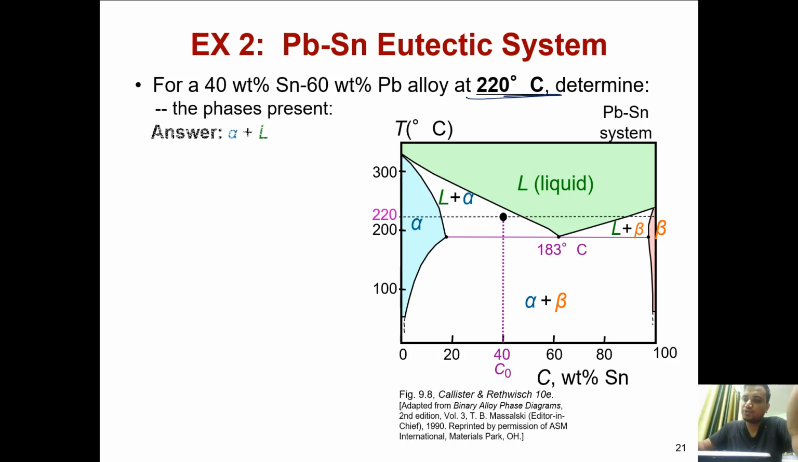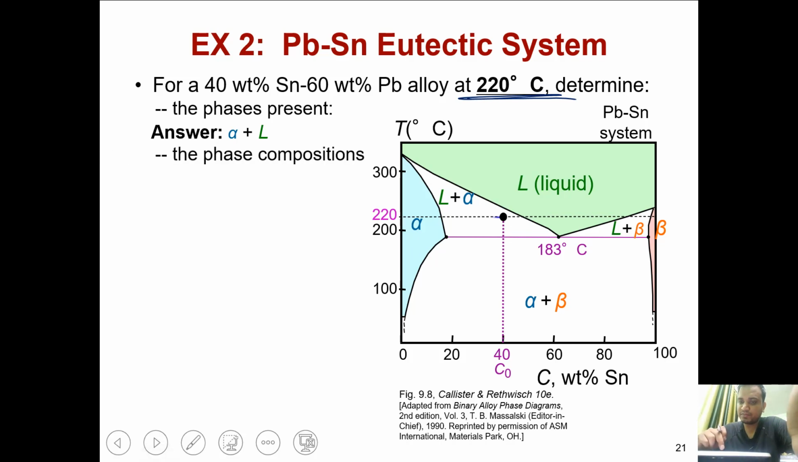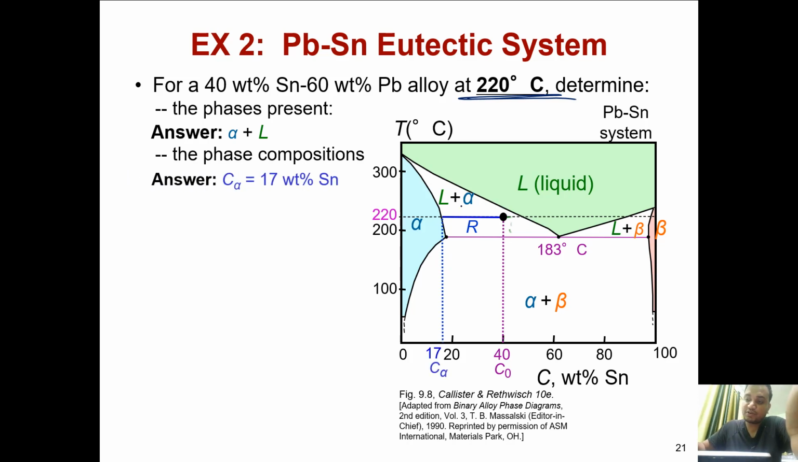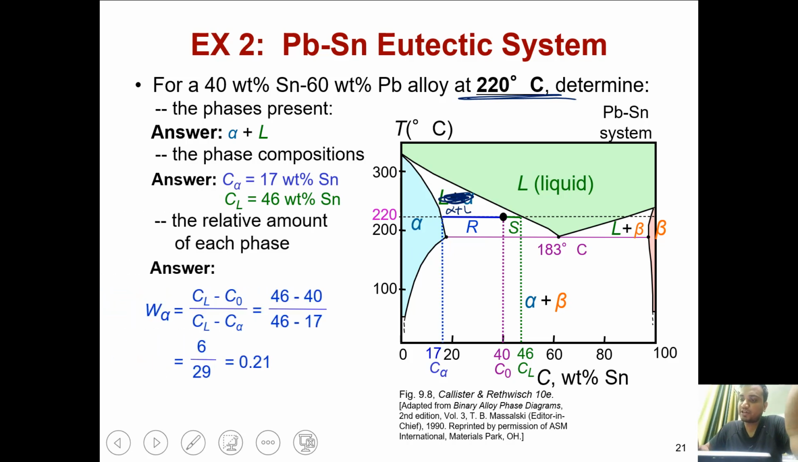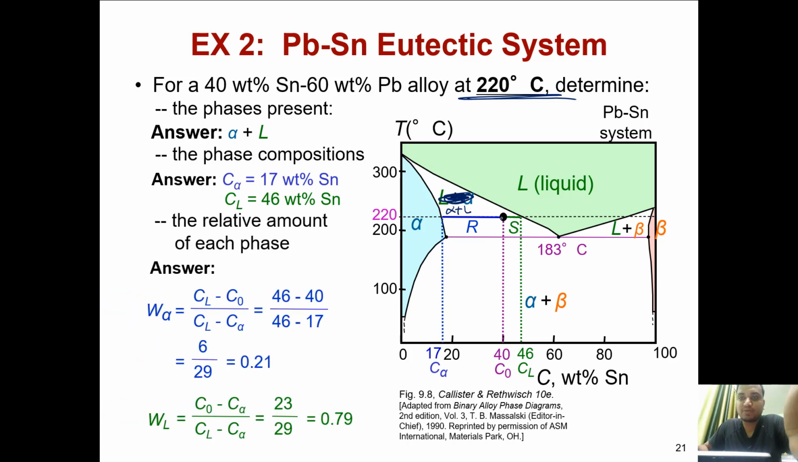Now similarly at 220 degrees centigrade we need to find. Okay, so we have the composition here, alpha plus L, right? That's why I told you to write alpha plus L here, otherwise it will be confusing, because it is written opposite, right? If someone asks you the composition, this is the point, then the composition of alpha will be touching this line, so whatever it is, 17 here, and here it is 46, right?